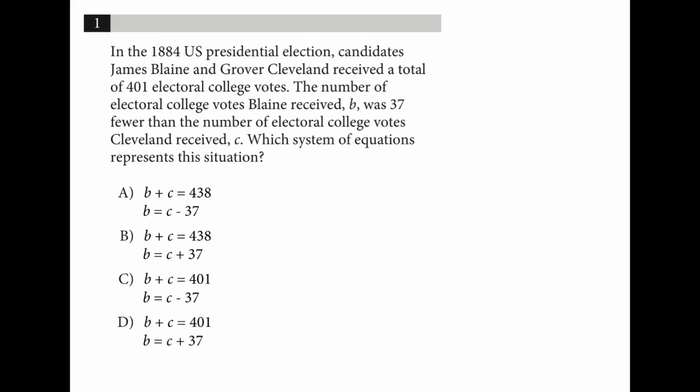In the 1884 U.S. presidential election, candidates James Blaine and Grover Cleveland received a total of 401 electoral college votes. So I'm going to write that like that. B plus C is 401. And the number that Blaine received, B, was 37 fewer than the number C. So B, whatever that is, is 37 fewer than that one. So the top one checks out.